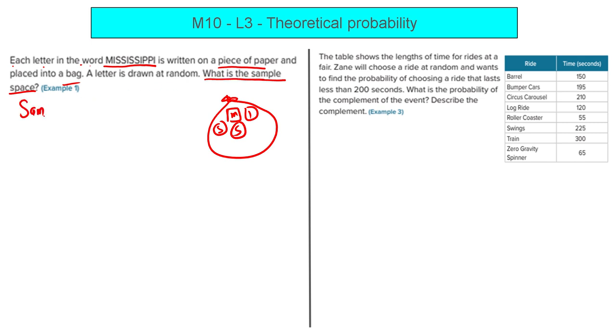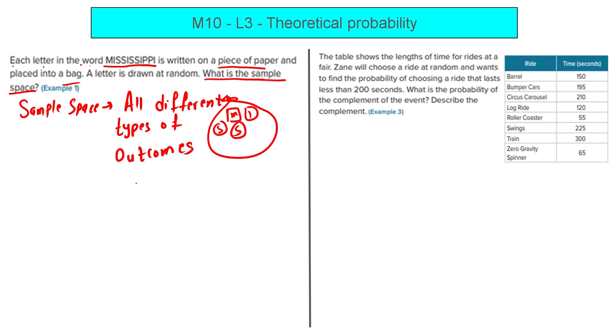Sample space means all different types of outcomes. Different means there should be no repetition. All different types of outcomes, which means there should be no repetition.